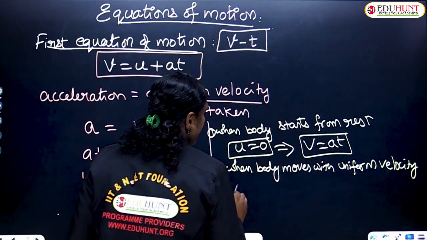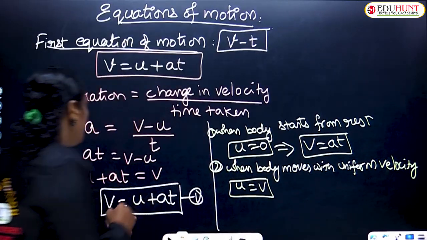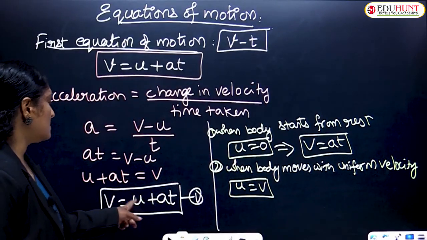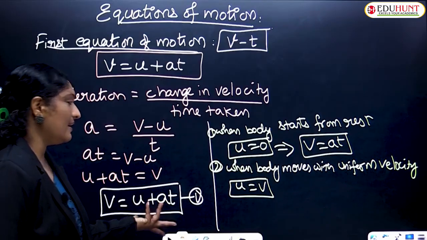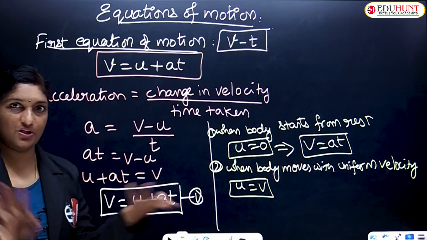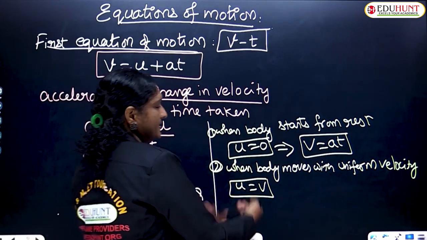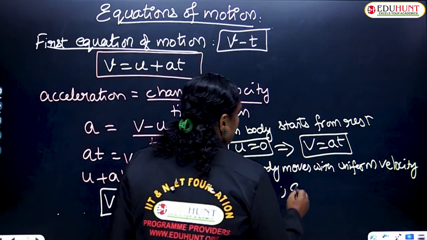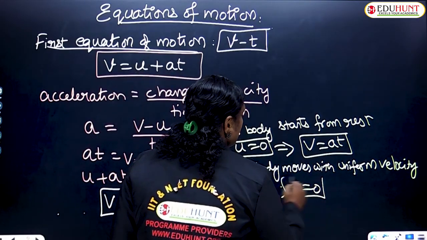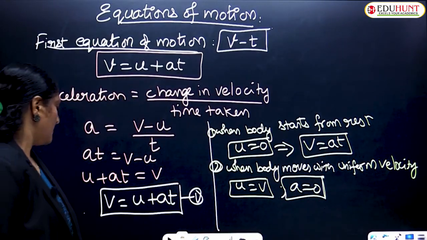In that case, we have initial velocity equal to final velocity. Whenever initial velocity is equal to final velocity, then acceleration is 0. Same velocity, so no acceleration. Acceleration equals 0, then u equals v, or a equals 0 or u equals v, whenever the body moves with uniform acceleration.